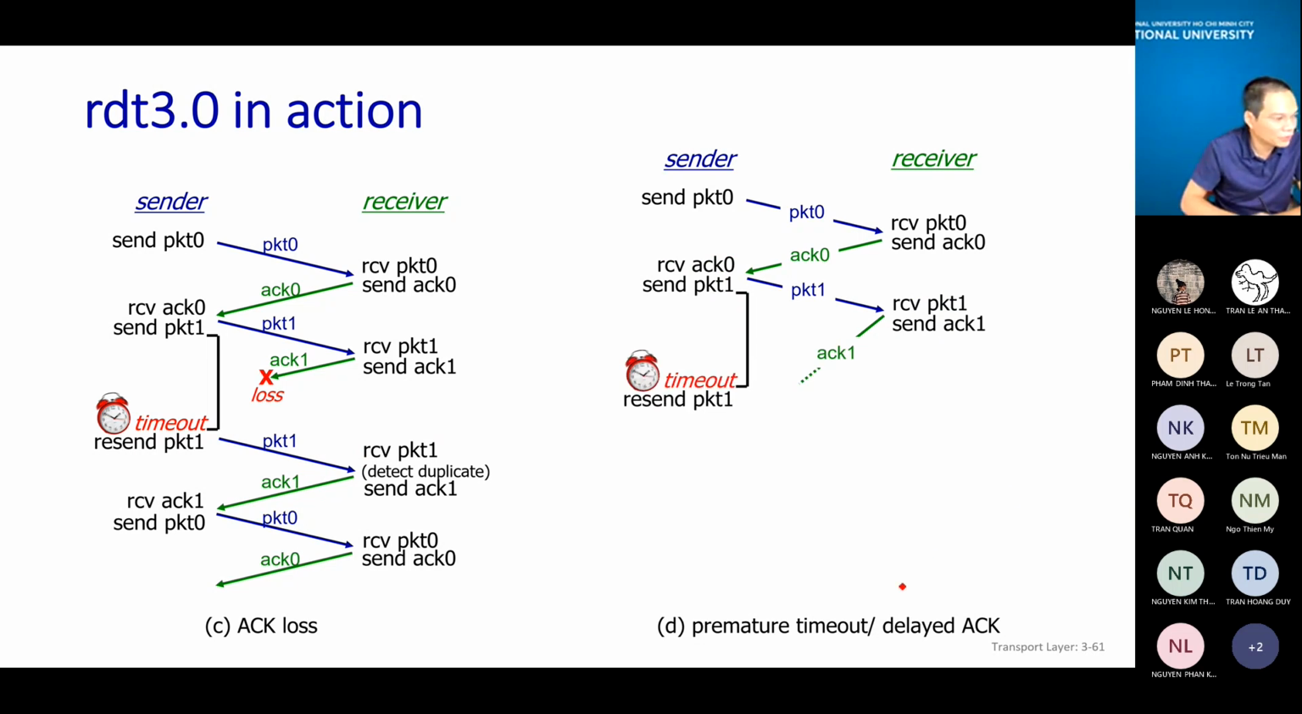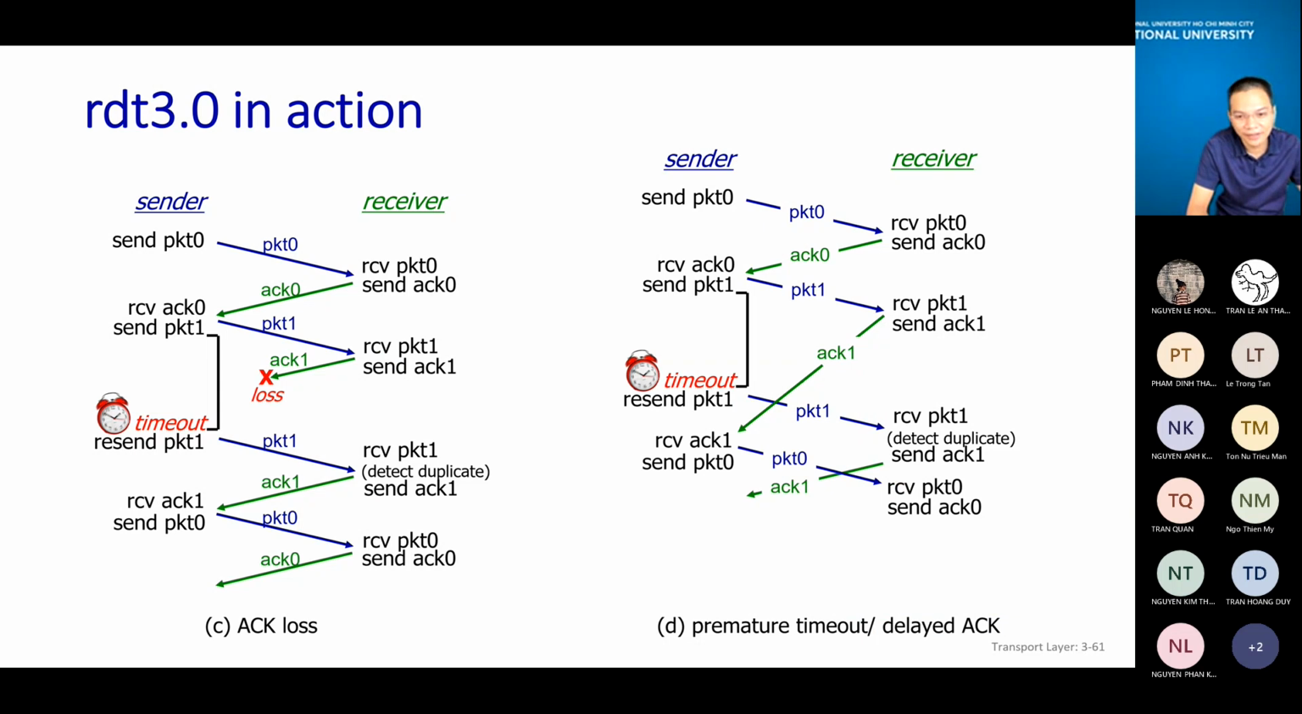There is a premature timeout and delayed ACK. What does it mean? Here I send packet 0, ACK 0, then nothing really happens. When I send packet 1, there is a chance that ACK 1 is received only after the timeout. What happened is that before I receive ACK 1, I already resend packet 1. So it's very similar to this one. We receive a duplicate message, and we receive a duplicate ACK.